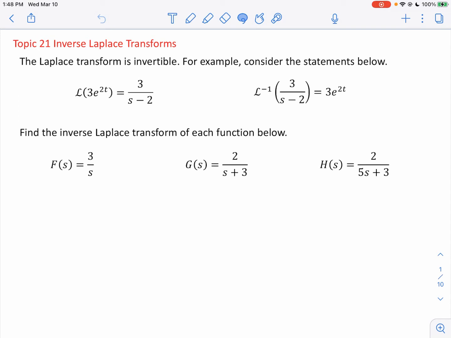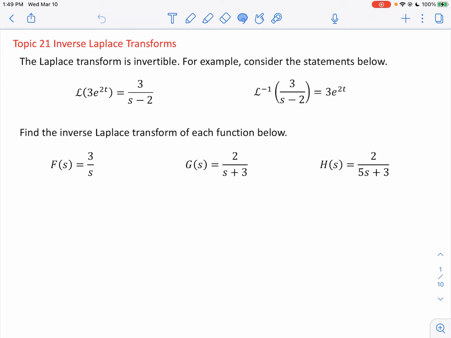Now the Laplace transform is invertible. For example, consider the statements below. So here we have the Laplace transform of 3e to the 2t, and that is given by 3 over s minus 2. Therefore, if I want to reverse this process, we use this notation here. This is the inverse Laplace transform. It's the L with a -1 exponent. And then you put the function of s here, and you get the original function of t.